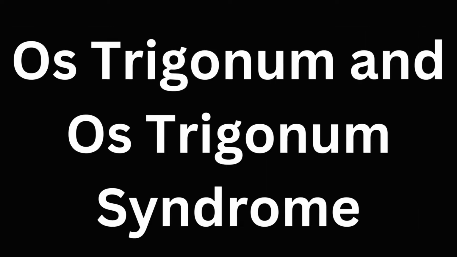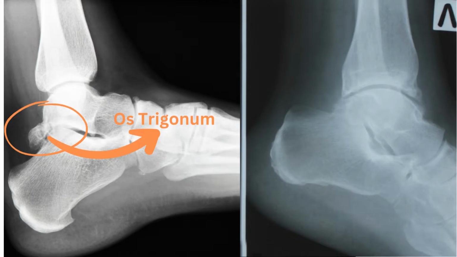Hello everybody. In this video, we are going to discuss the os trigonum and the os trigonum syndrome. Os trigonum is an accessory bone that's present on the posterior surface of the talus. This bone is supposed to be fused with the talus, but it fails to fuse with it. It is connected to the talus with a fibrous connective tissue band.